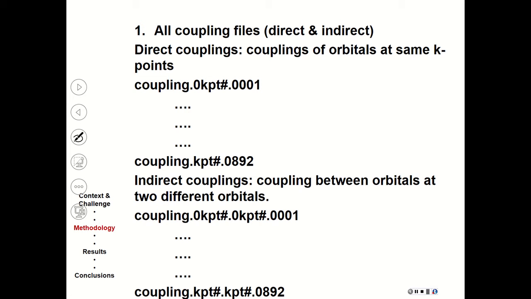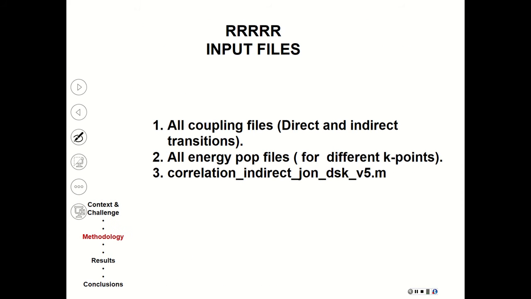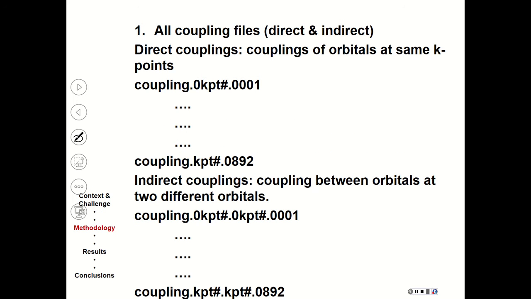So in order to calculate Redfield tensors we need these three kinds of files. Now I'm going to explain number one, all coupling files. All coupling files include direct and indirect coupling files. For direct couplings there are around 892 files here. For indirect couplings, it's the coupling between one orbital to another orbital, so it's a huge number.